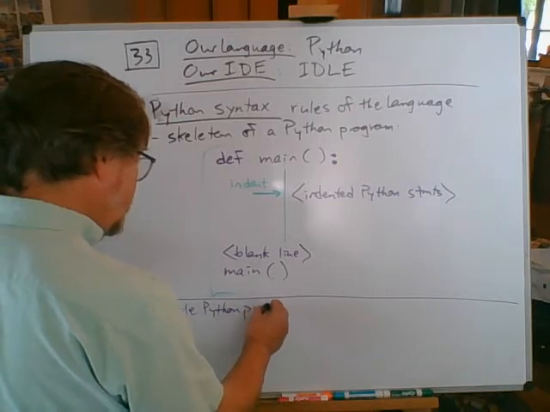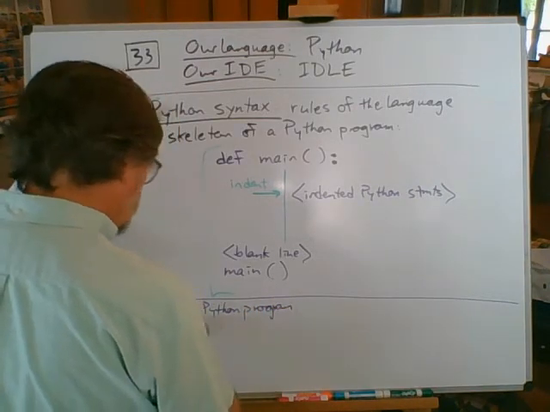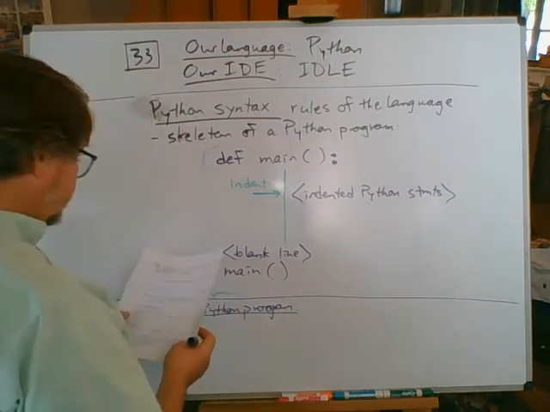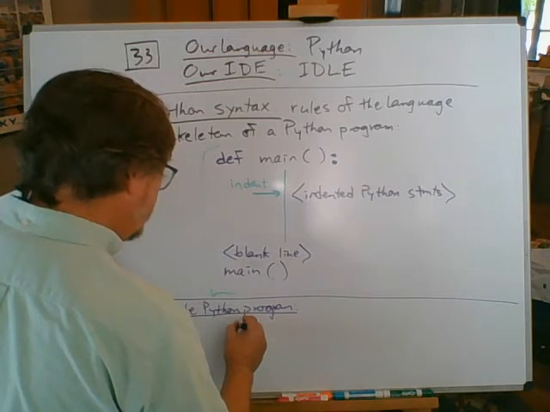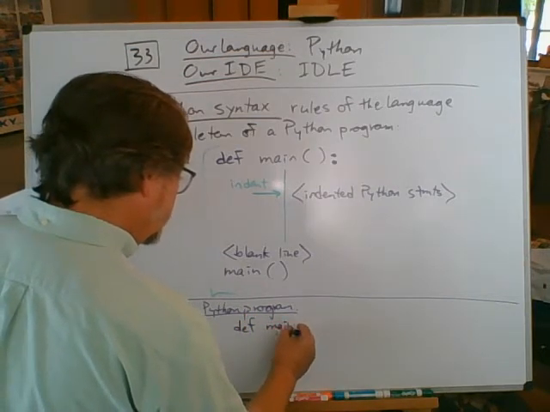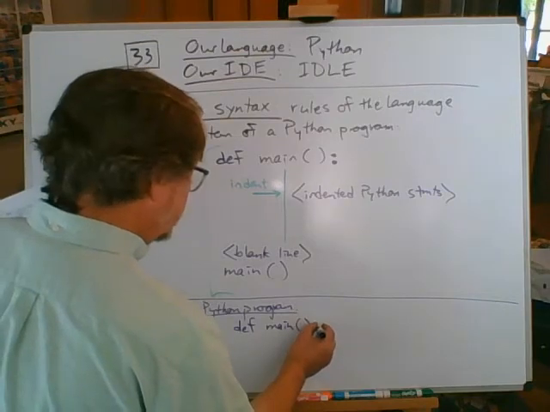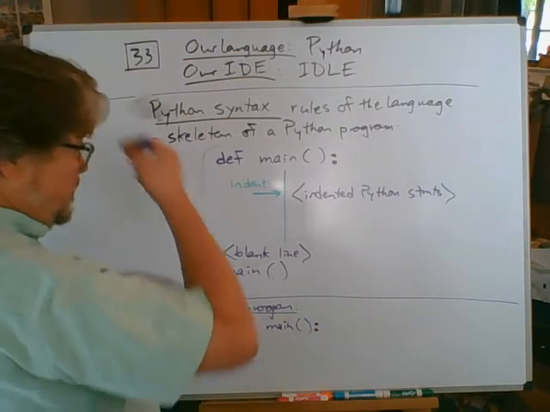I don't know about you, but I'm excited. I can hardly contain myself here. Could hardly write a whole Python program. It's got to have that: def main, empty parentheses. Def space main, empty parentheses, colon. So far so good. Indented statements.